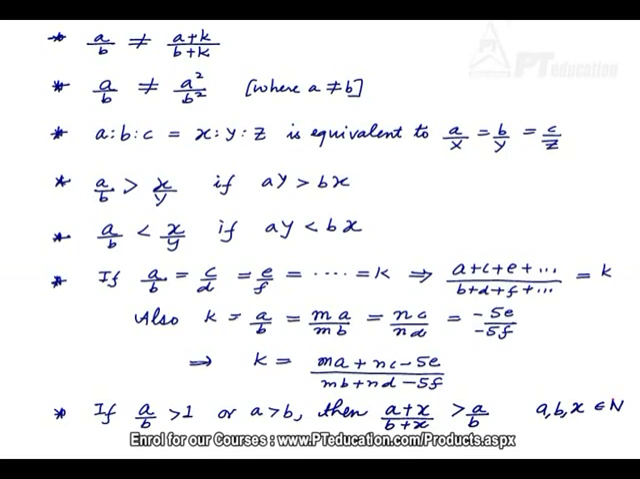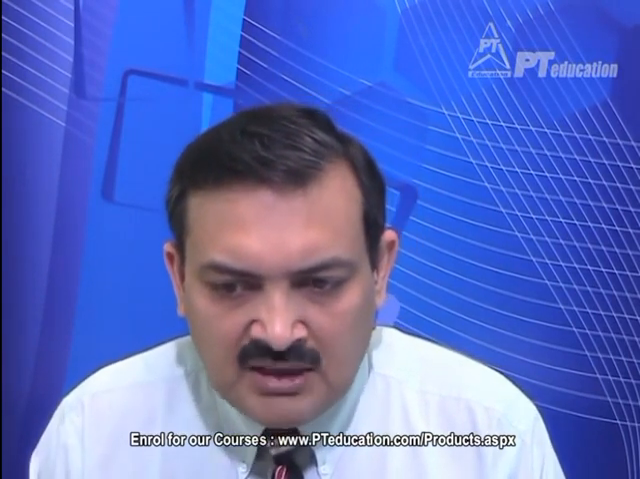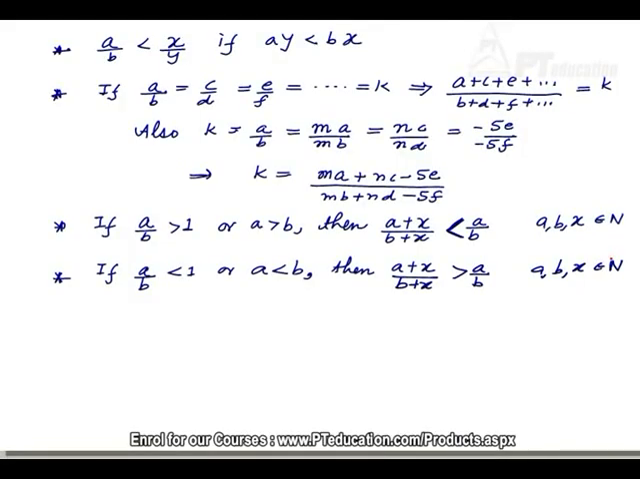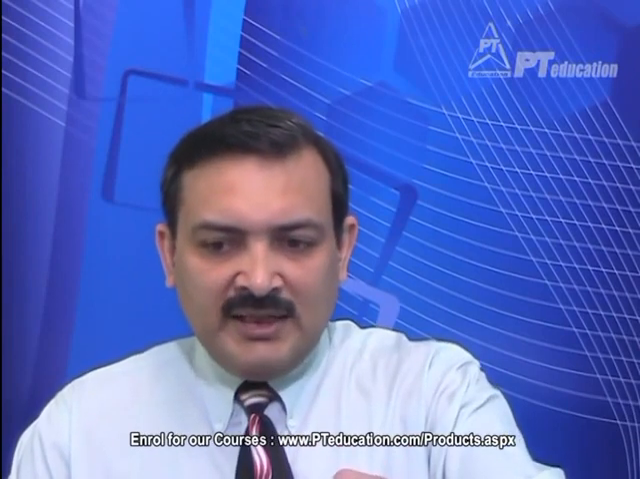So you will have A plus X will be 3 plus 1, which is 4. And B plus X will be 2 plus 1, which is 3. Now we know 3 by 2 is 1.5 and 4 by 3 is 1.33. So we found out that 1.5 is greater than 1.33. Hence A by B is greater than A plus X upon B plus X. We have just proven it. Similarly, if A by B is less than 1, that is A is less than B, then A plus X upon B plus X will be greater than A by B. Just reverse, make it 2 by 3 and check, and you will be able to check it.